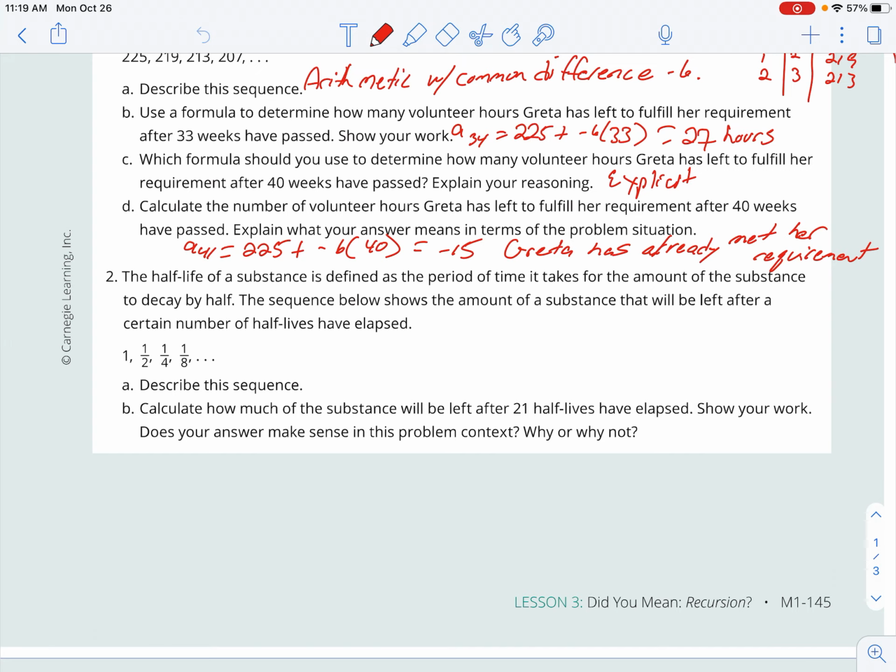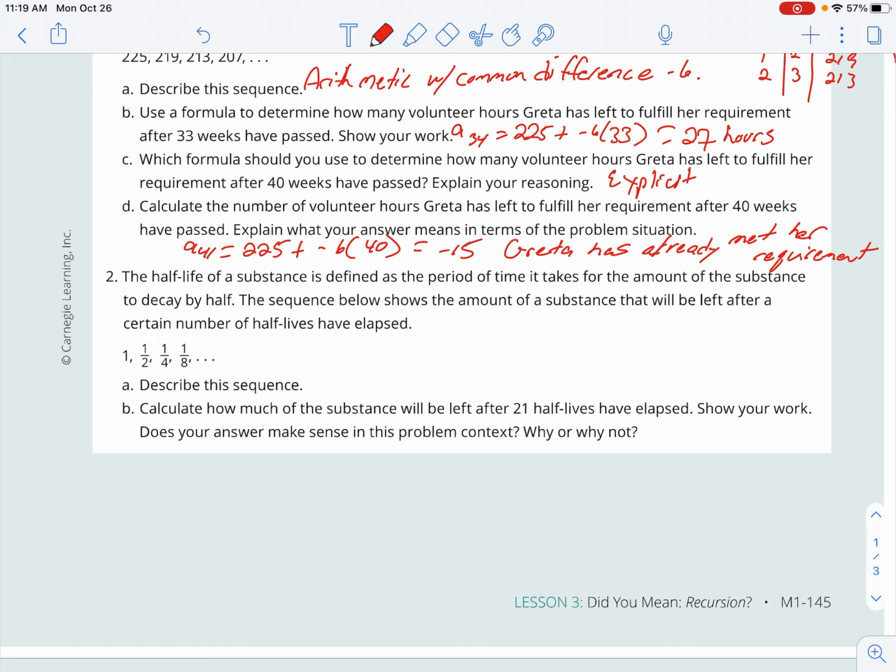Okay, the half-life of a substance is defined as the period of time it takes for the amount of substance to decay by half. The sequence below shows the amount of a substance that will be left after a certain number of half-lives have elapsed. Describe the sequence here. So first off, on that, from 1 to 1/2 to 1/4 to 1/8, what is happening there?